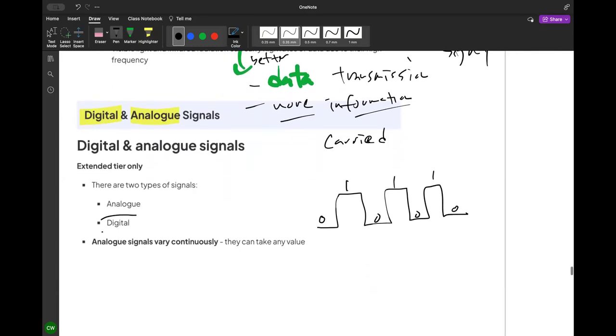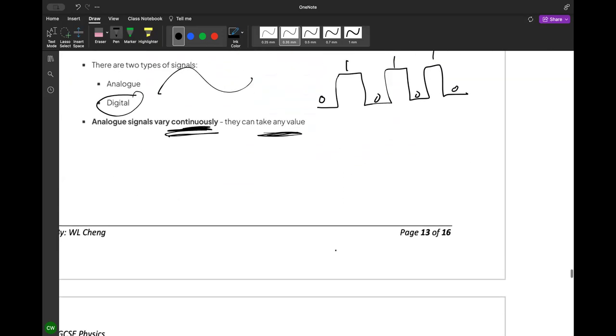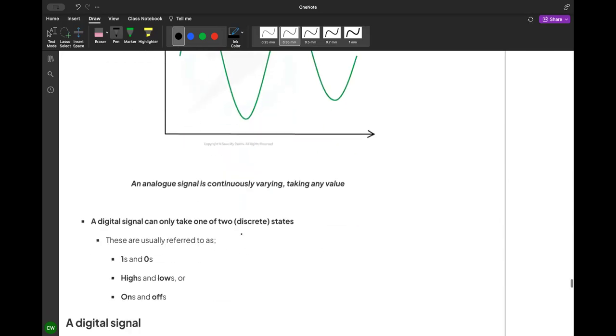Analog. This is analog like that. Continuous wave. Analog, continuous. Can take any value. Digital can only take discrete value. What is discrete? Meaning can only have two states, either high or low, on or off, 1 or 0. Okay. Sometimes they ask you the definition for digital signal. So you have to tell them it can only take two states.